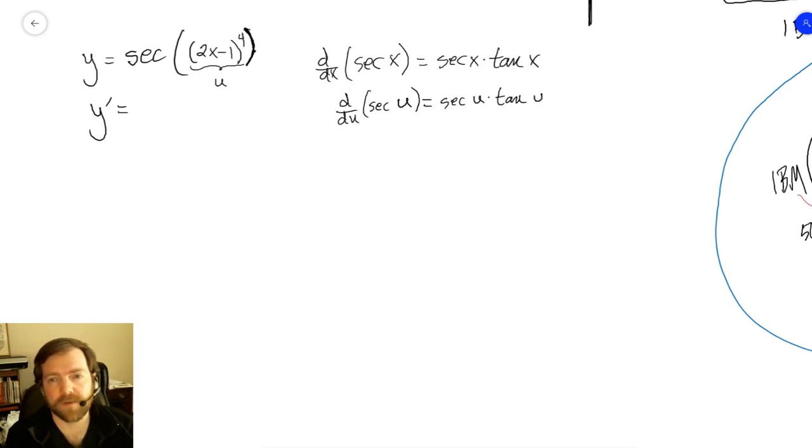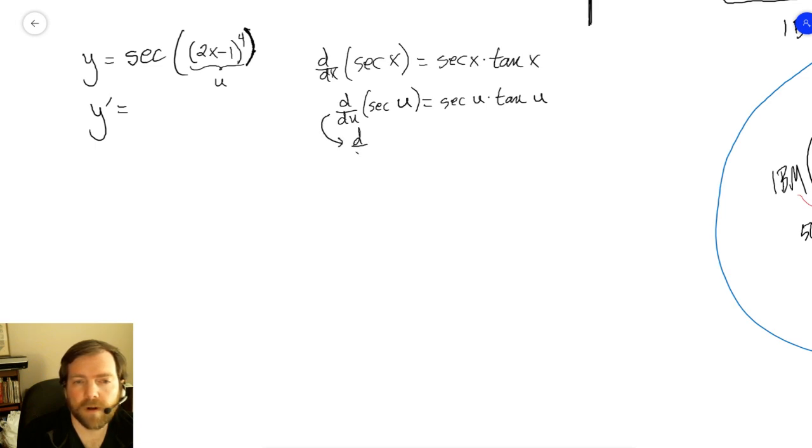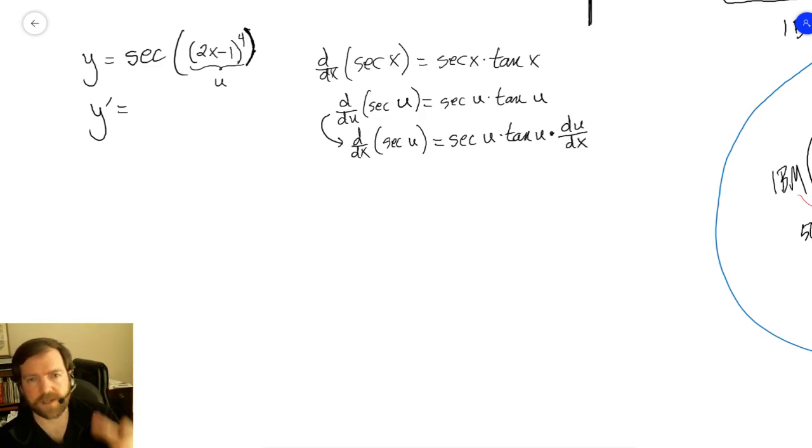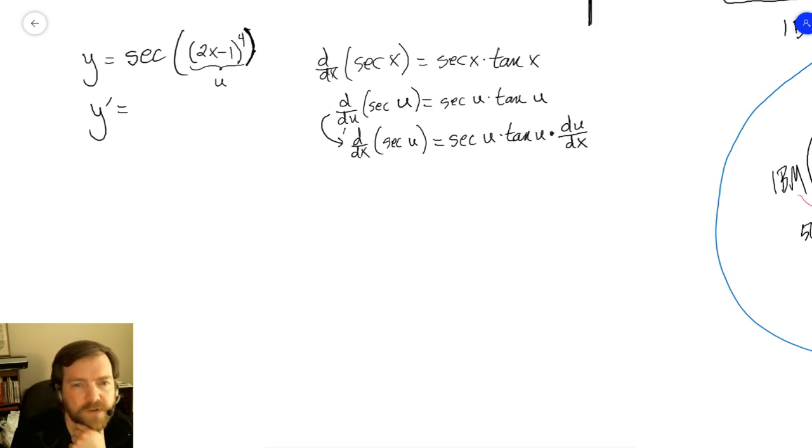How about a u instead of an x? d dx of the secant of u is going to be equal to the secant of u times the tangent of u times du dx, the derivative of u, the stuff on the inside, with respect to x. This is really how I would probably want my students to think of it.